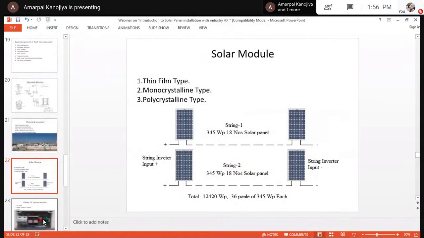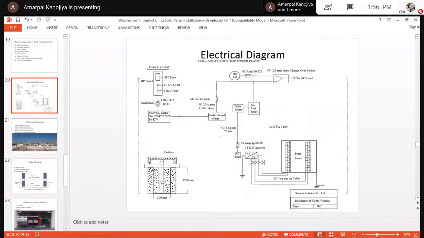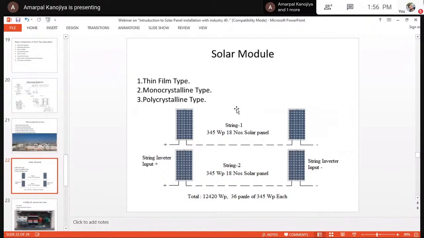Now, as I showed you in the diagram of this 12 kilowatt power plant, this is the solar module, and how the solar module is installed. Basically there are three types of solar modules in the market. First is the thin film type, second is monocrystalline, and third is polycrystalline. Each has its limitations and advantages. Basically, from these three, a monocrystalline panel gives high efficiency as compared to thin film and polycrystalline.